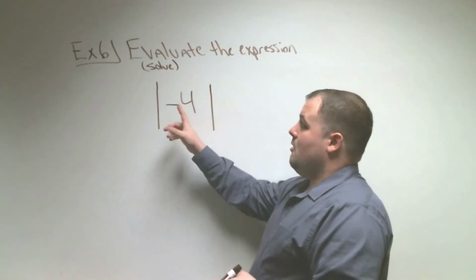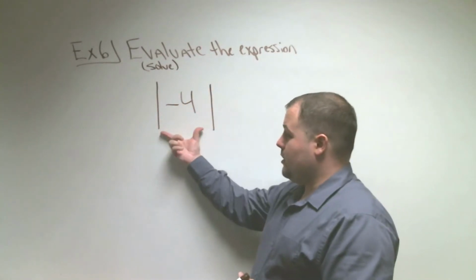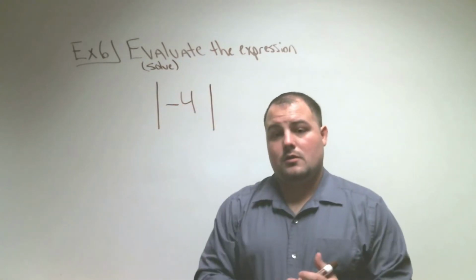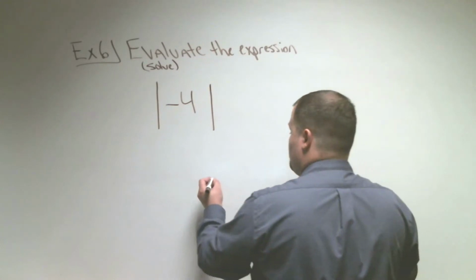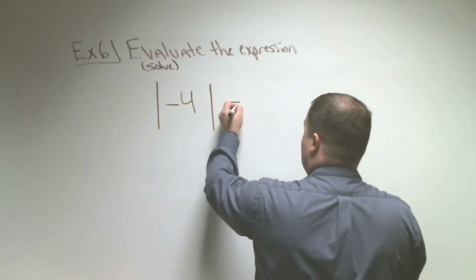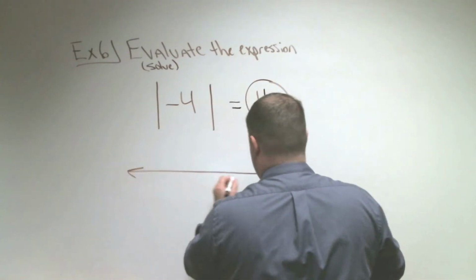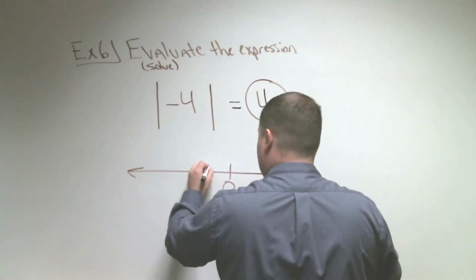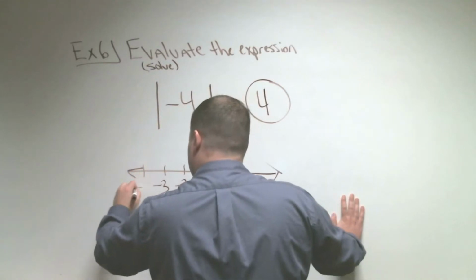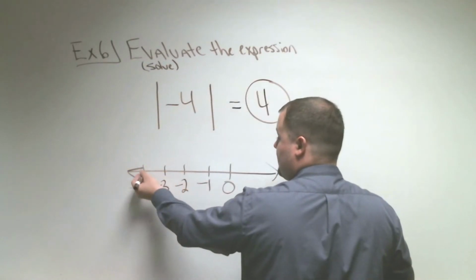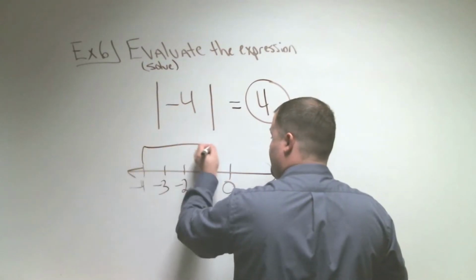answer of this. Well, if you see these lines that go down, that actually means absolute value. So this is saying, what is the absolute value of -4? Absolute value is how far away is -4 from 0. So -4 from 0 is 4 spaces away. And I could show you that by drawing a number line. Here's 0, here's -1, -2, -3, -4. So if I'm looking, -4 is 1, 2, 3, 4 spaces away.